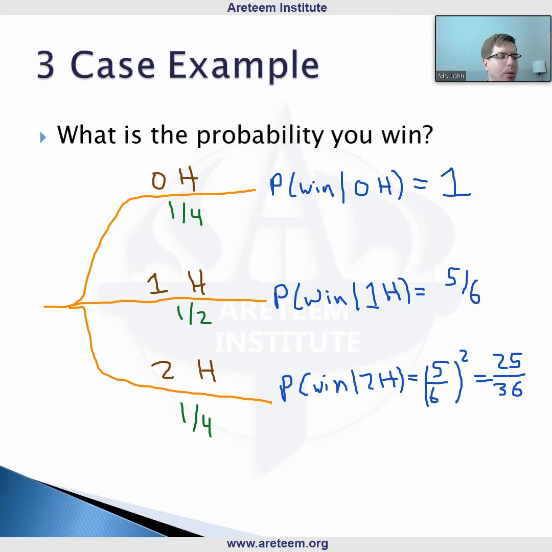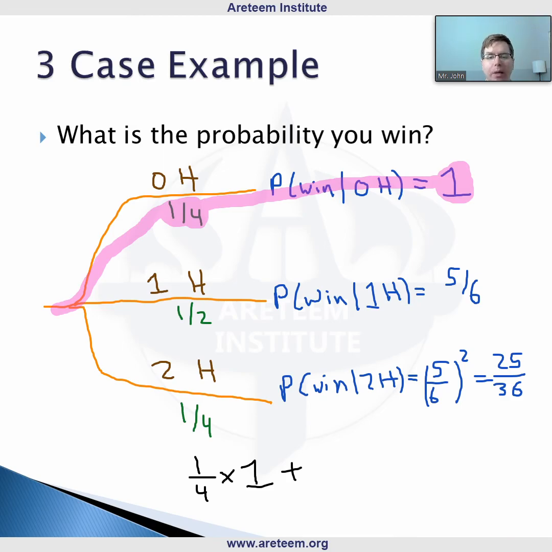Now, how do we put this all together? How do we put this into our total probability formula? Well, just think of it intuitively again. We go down the first branch, so we have a 1/4 chance of going down this branch, and then the probability we win in that case is 1. So if we start collecting our final answer on the bottom, there's a 1/4 chance we have 0 heads, and we have a 100% chance of winning in that scenario.